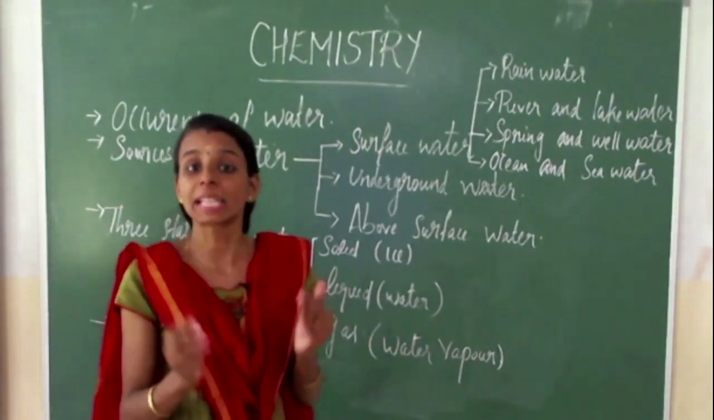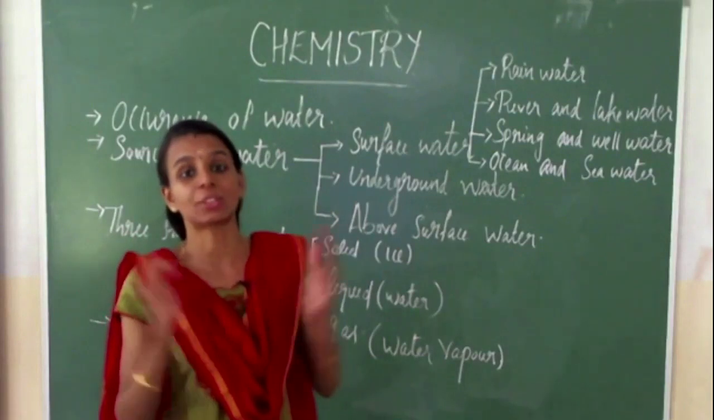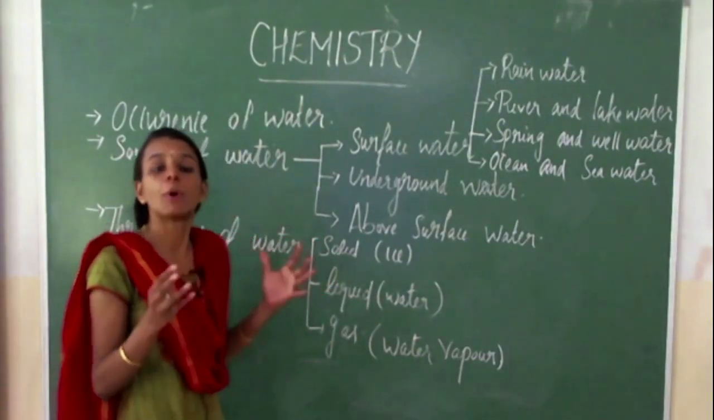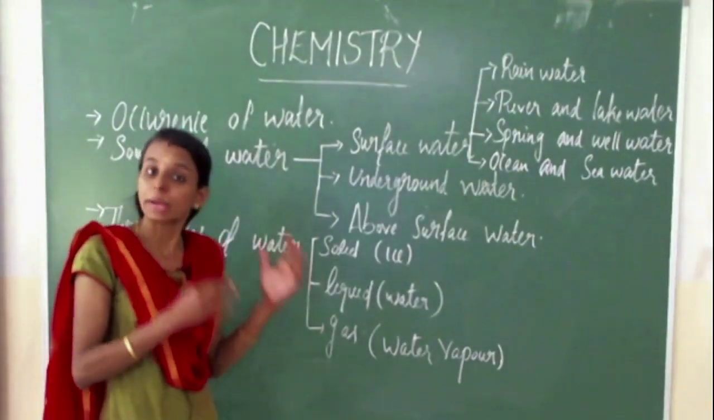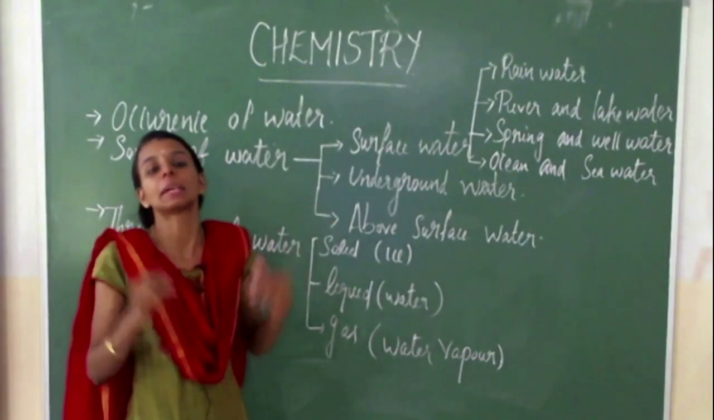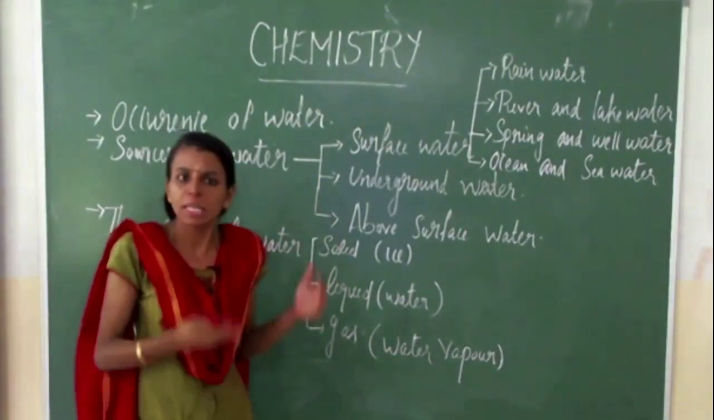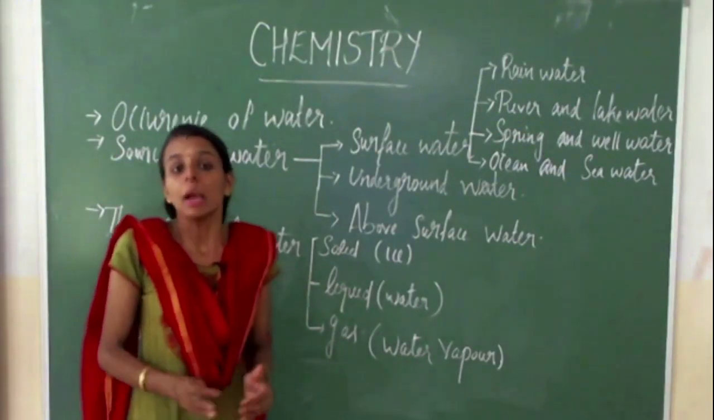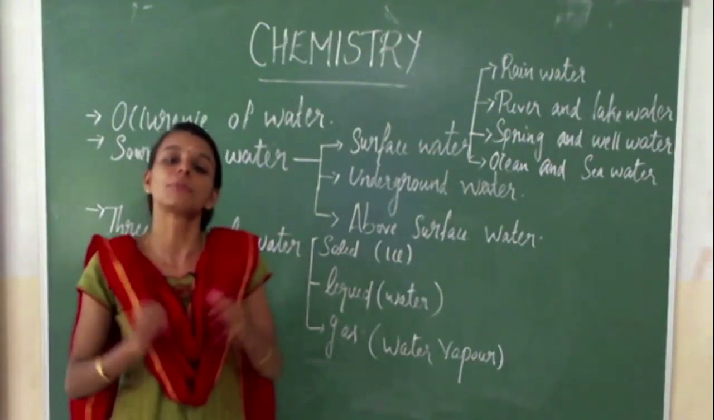Then water cycle. Water cycle is a natural process. And we discussed the importance of water cycle. Water cycle controls the climatic conditions, restoring the water on the earth's surface. These are the main topics we discussed in our last class. And today we are discussing the importance of water.